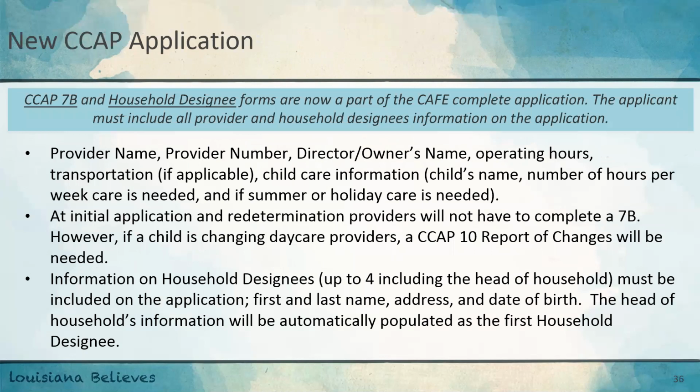A few things within the complete application that are beneficial to providers is the household designee form and the rate and availability form information has now been included within the complete application. The clients are completing the application, so it will be helpful for the provider to give the client the provider name, the provider number, the owner and director's name, the hours of operation, transportation, child care information, including the child's name and the number of hours for care needed, and if summer and holiday care is also needed.